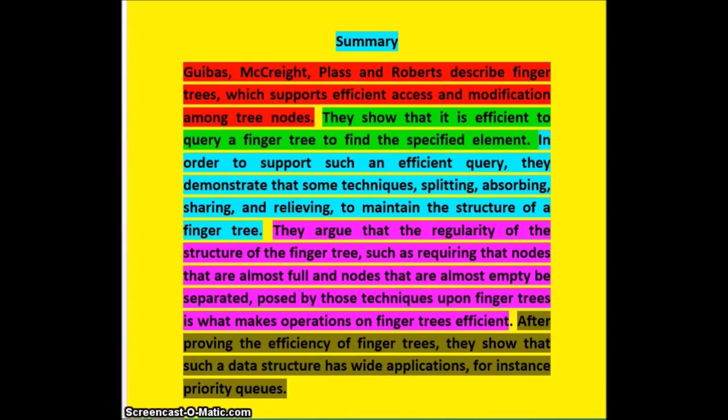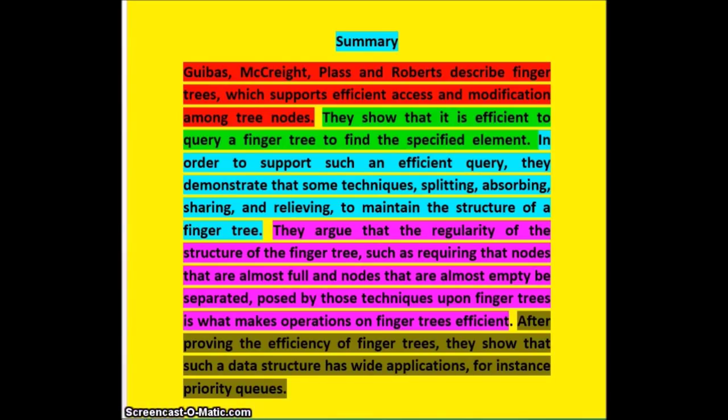And to support such an efficient query. Now here they're doing something where they're using the third sentence, the one in a kind of blue, to support what they say in the green sentence. Now, in an abstract, you normally don't have to do this. But here, you're really developing an idea more than simply summarizing the different aspects of the article.